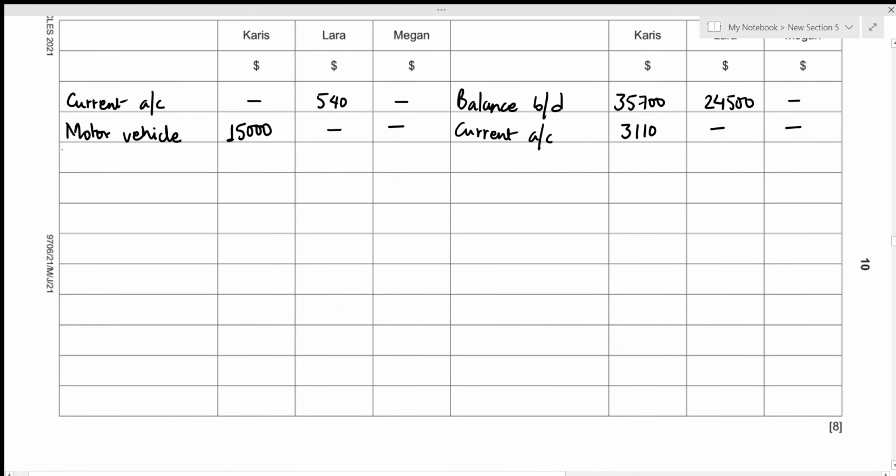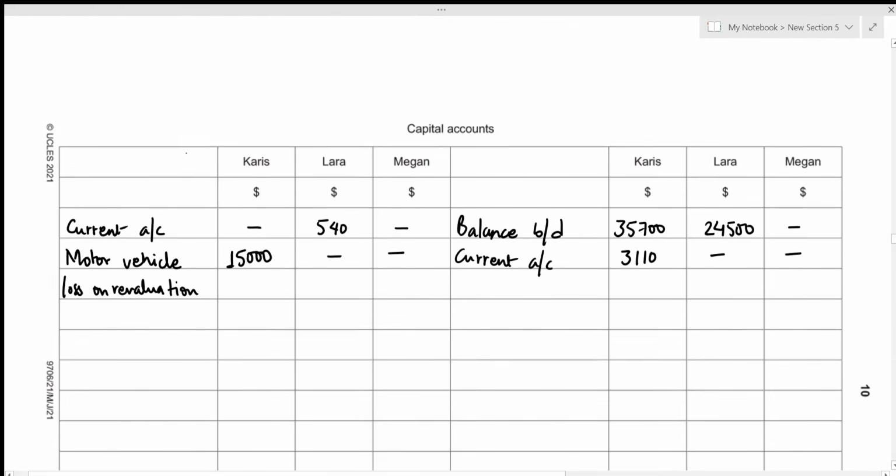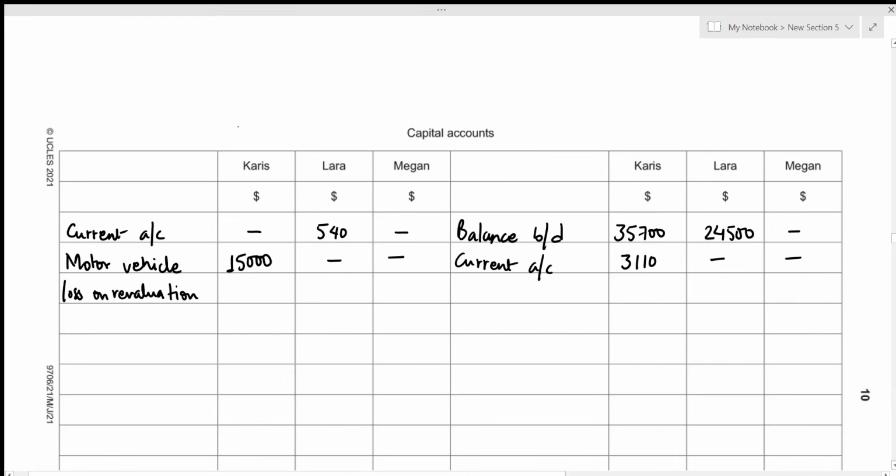So that's going to be loss on revaluation. We had the total loss of 3,400, but for Karis, that's going to be 3, for Lara, that's going to be 2. So we can simply calculate it as 3,400 into 3 by 3 plus 2. That will be the loss for Karis. And for Lara, that's going to be 3,400 into 2 by 3 plus 2.